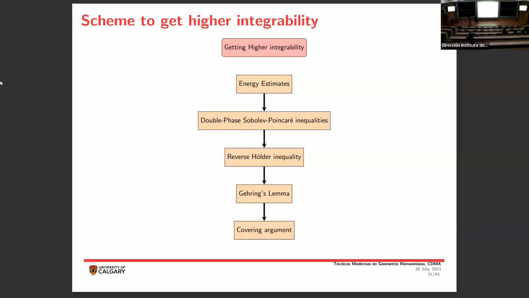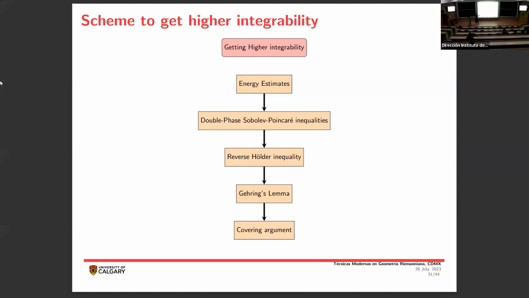Okay, then we prove something that we called double-phase Sobolev-Poincaré inequalities. Now, using these two, we are going to obtain a reverse Hölder inequality. And this reverse Hölder inequality is just an inequality that will hold in any ball in our domain. Now, application of Gehring's lemma will give us the desired higher integrability, but it will be again in any of these balls. And again, we want something global. We want something in our whole domain. So after a covering argument, we obtain our result.